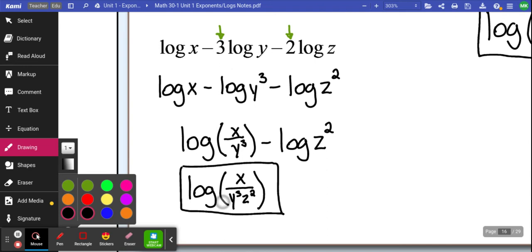Honestly, that's it for log laws. Now, the hard part about log laws is they don't usually tell you to use log laws, right? They give you a question and then you have to realize, oh crap, there's a log law question and I need to do something to these logs.